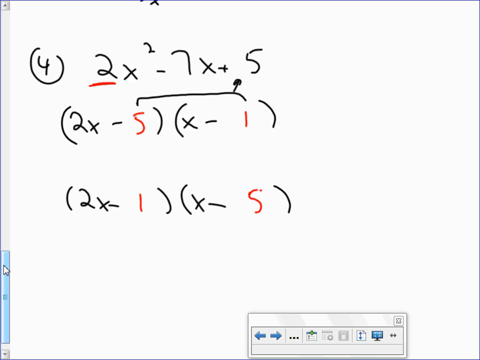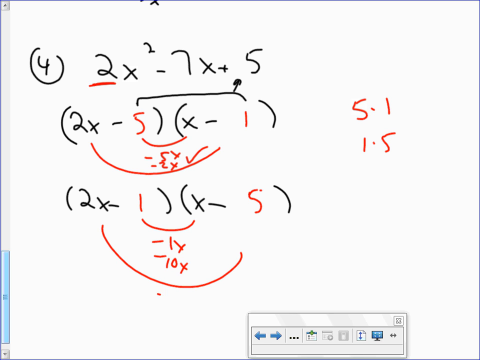But if this is a 2 or a 3 or a 5, then every time that you're making a list of your possibilities, over here on the side, you want to put 5 and 1, and you also want to put 1 and 5, because you don't know which one it's going to be, okay? I don't, in fact, know which one it's going to be. So my first one, negative 5x and negative 2x is, it's that one, negative 7x. And see, this one gives me negative 1x and negative 10x, which is not the same answer. Okay? When the numbers get switched, you don't always get the same middle term.